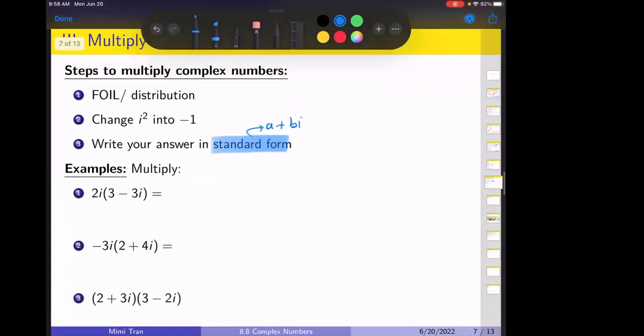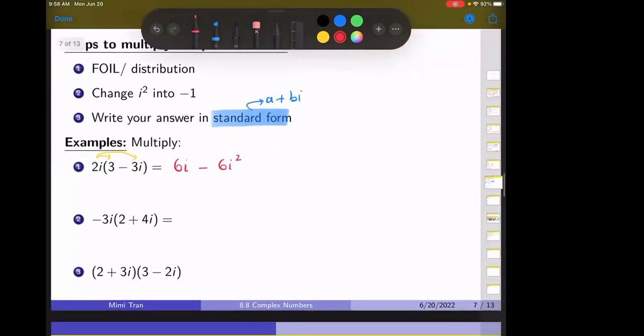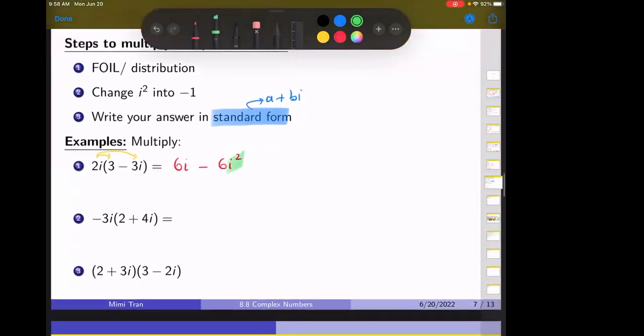Okay, so the first one, distribute, right? First one is going to be distribute. So if I distribute the 2i into the 3 and then 2i into the -3i, 2i times 3 is 6i. 2i times negative 3i will be negative 6i squared. And i squared equals negative 1. So negative 1 times negative 6 becomes positive 6, right? Or 6 plus 6i.